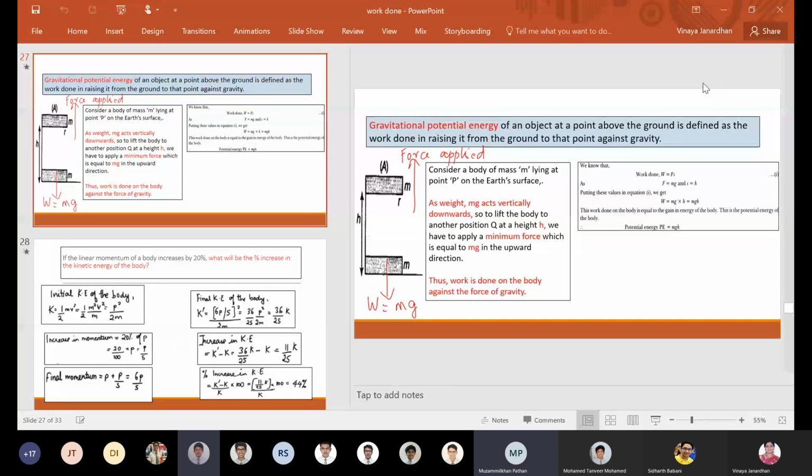So ma'am, the force applied will be in the direction of the normal, right? Which one? In this gravitational potential energy.